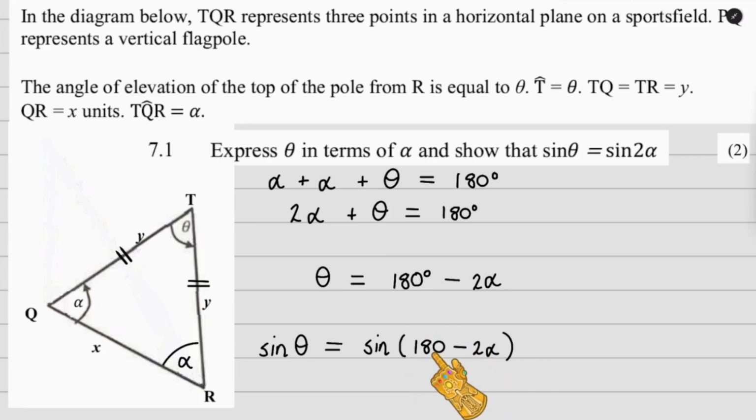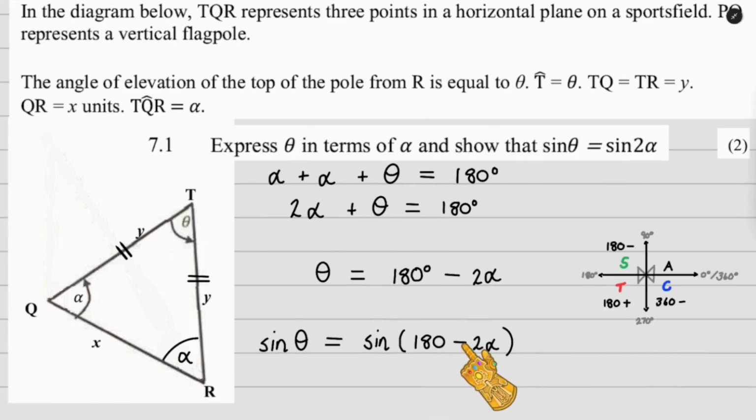Now over here, I see a 180 minus. The alarm bells are ringing for reduction. So let's grab a CAST diagram and do that quickly. And we are in the 180 minus quadrant. In the 180 minus quadrant, sine is positive. So this is just going to change into sine of 2 alpha. And we've arrived at the finish line. Sine theta equals sine of 2 alpha is exactly what they asked us to prove.